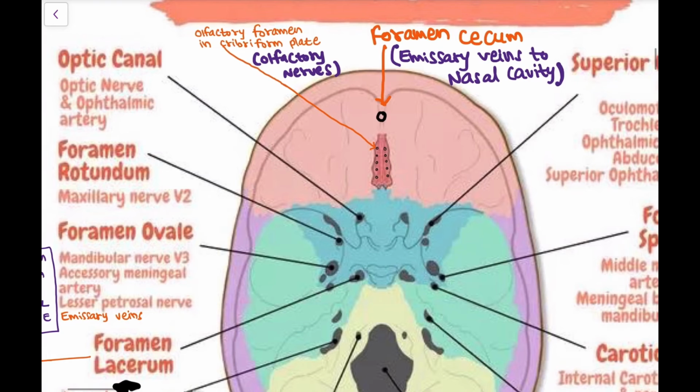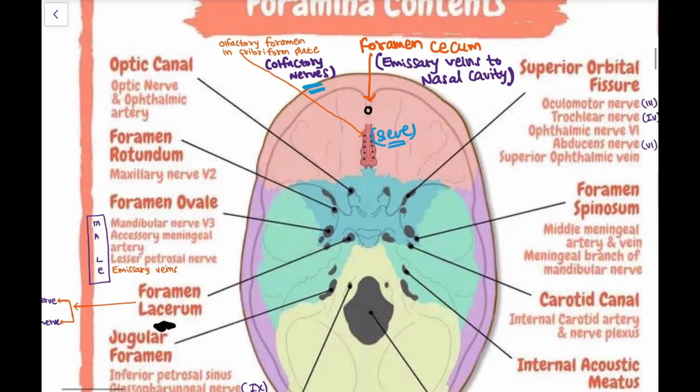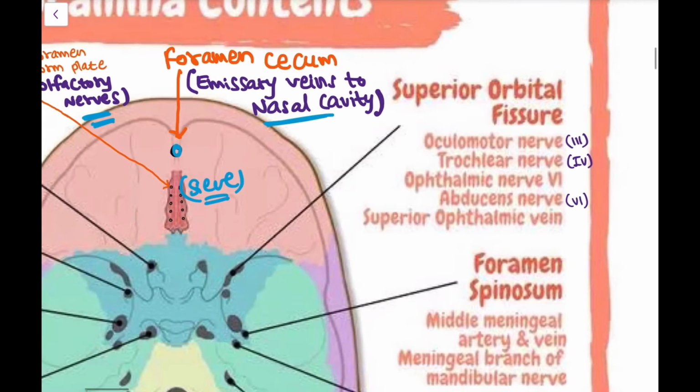So this is the cribriform plate, as we have already talked about, a sieve-like structure through which olfactory nerves pass. Next, this is the foramen cecum, the anterior one, through which emissary veins to the nasal cavity pass.